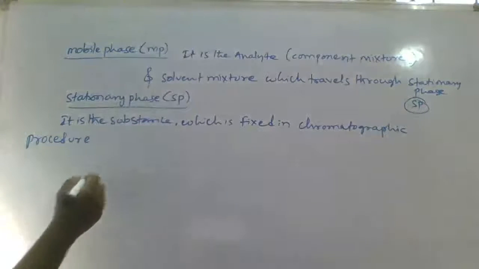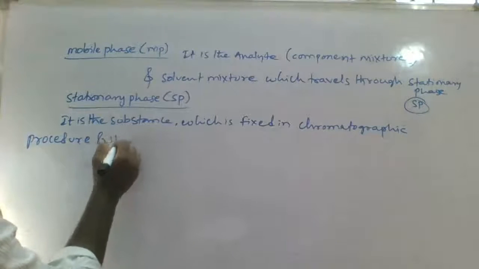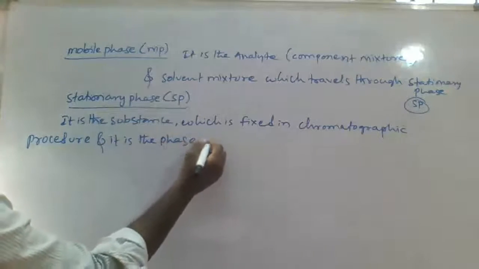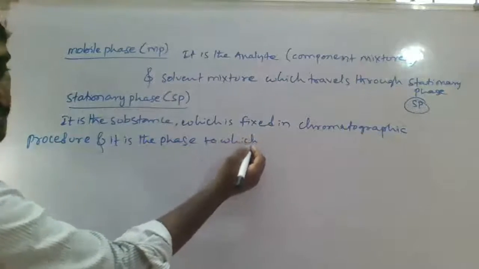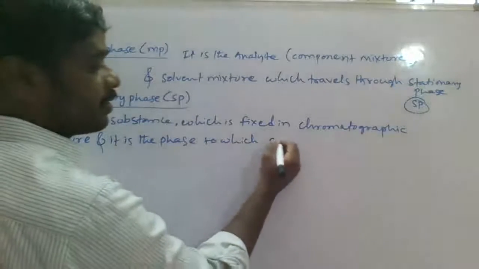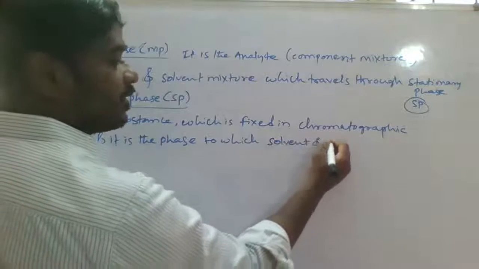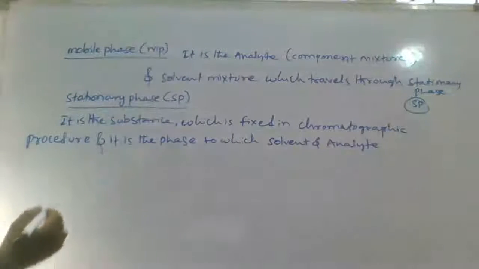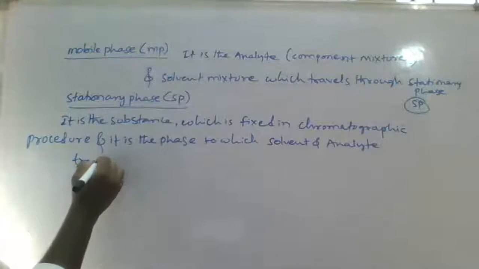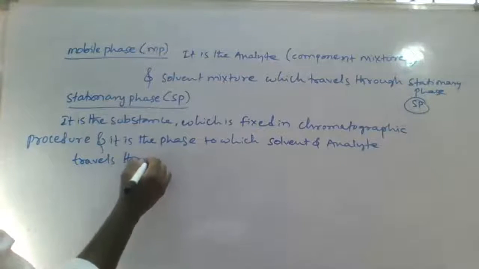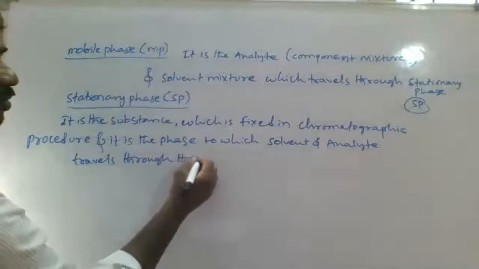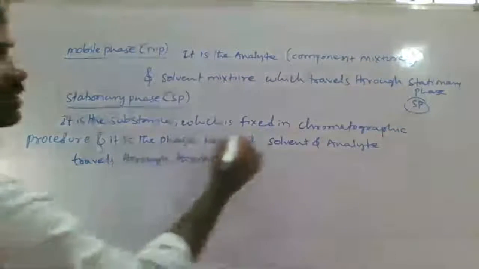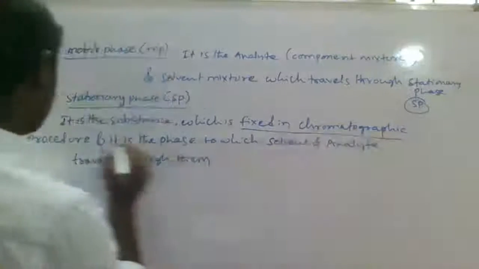Chromatographic procedure, and it is the phase to which the solvent and analyte travel through. The phase they travel through is called the stationary phase. So the stationary phase is nothing but the fixed phase in the chromatography procedure.